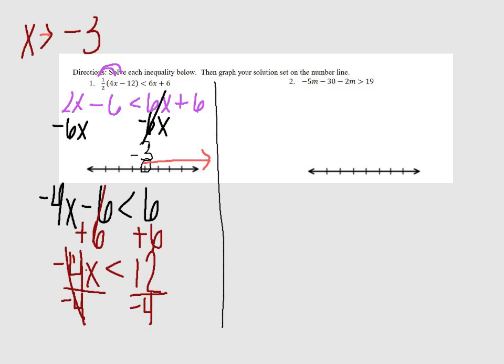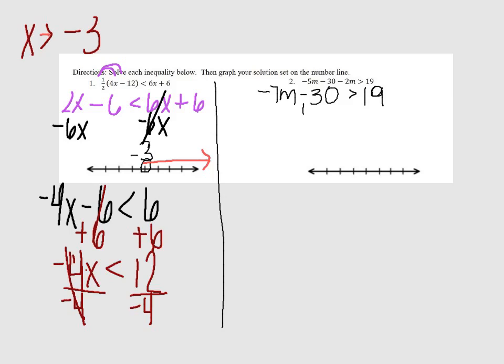In number 2, there is no distributive property, but I notice that I have m's on both sides, negative 5m and negative 2m. So I'm just going to combine those. Negative 5m minus 2m gives me negative 7m. And I drop down the minus 30 is greater than 19.